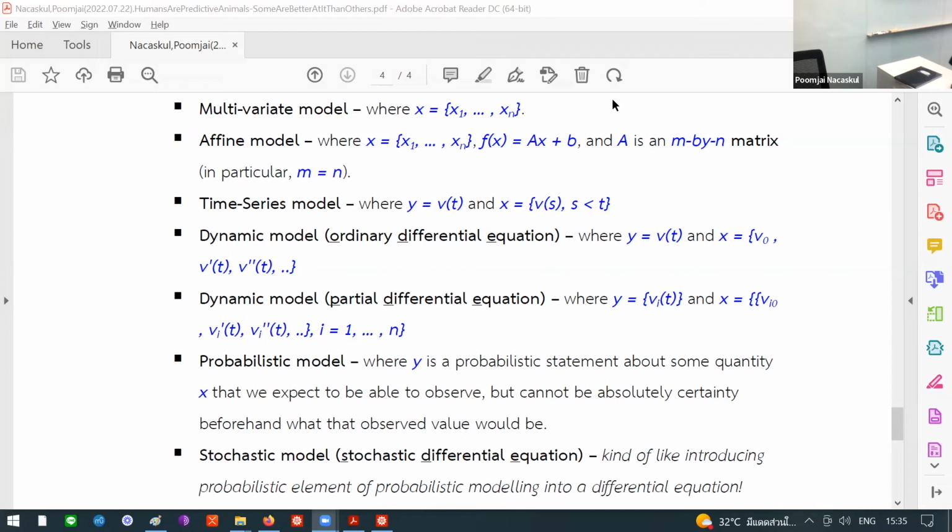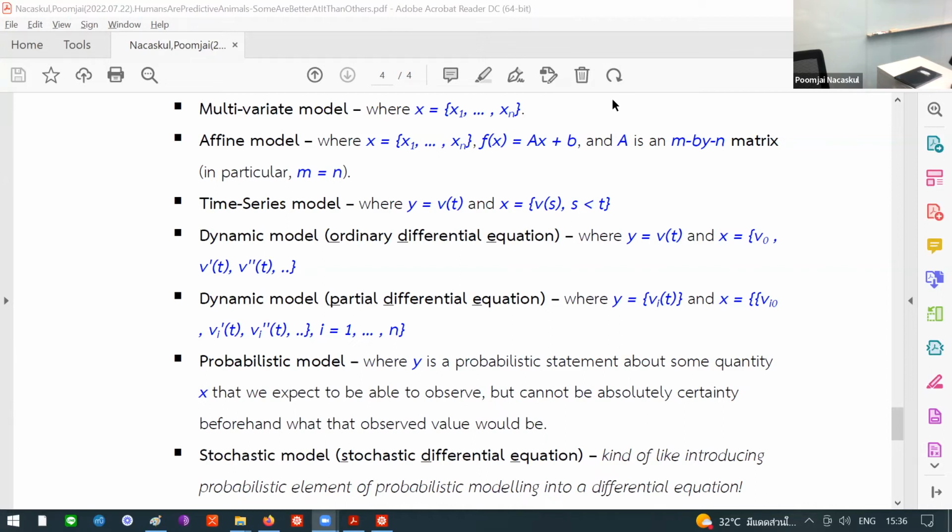So you can never, ever say Y is the quantity. The best you can do is Y is the probability of some quantity being a certain value. That's called a probabilistic model. Okay. So I write it in process. Y is a probabilistic statement about some quantity X that we expect to be able to observe, but we can't tell for sure.